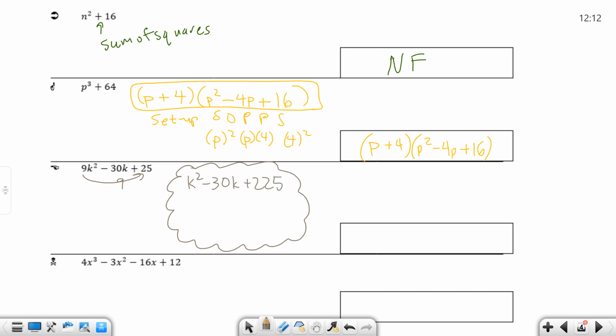9 quarters is $2.25. That's how I think of that. 8 quarters is $2, and 1 more is going to be $2.25, right? So either way, take a calculator, multiply it out. What do you have to do?